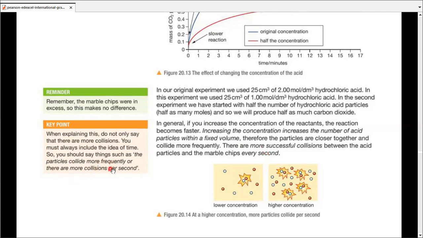And the same lines are written over here. The particles collide more frequently, or there are more collisions per second of time. Make sense? Yes. These lines and these words are written over here so that you can use exactly these words or these lines instead of using your own words. Sometimes we don't use good enough of a terminology, so using these words would be a very good idea. All right?